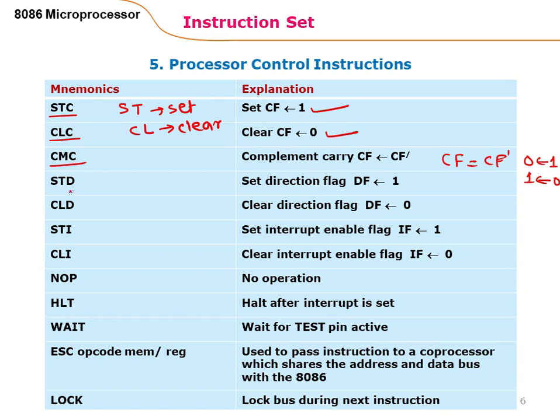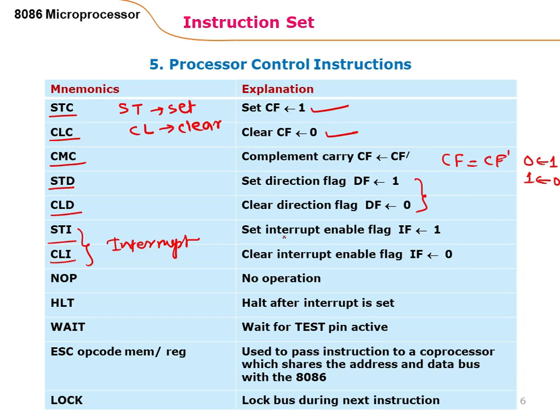The next is STD, that is set direction flag, and CLD, that is clear direction flag. So we have seen the direction flag. When it is set, the SI and DI registers are incremented. When it is 0, then the SI and DI registers are decremented. Then STI and CLI are used to set and reset the interrupt flag.